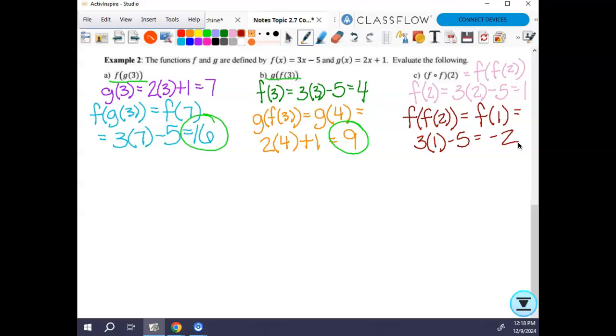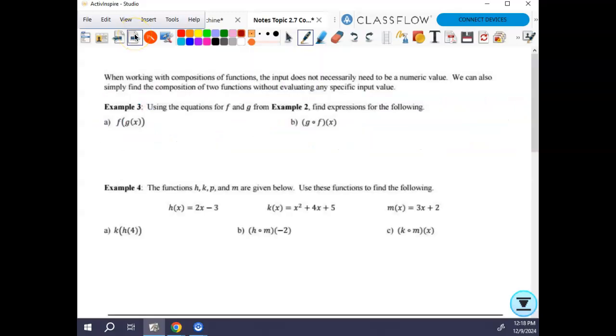What questions do you have? Anything? This is all business, right? It's not even getting that much more complicated. I mean, it shouldn't get any more complicated than what you did in Algebra 2. Might even be a little bit easier.